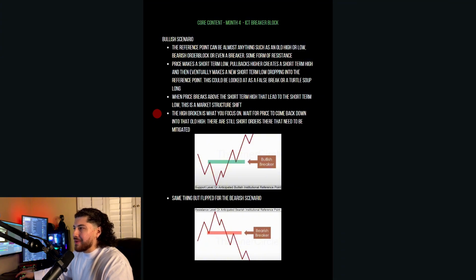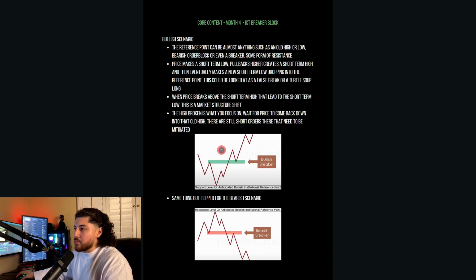Wait for price to come back down into that old high. There are still short orders there that need to be mitigated. So this right here is a bullish breaker. We can see there is a structure or just a swing high that leads into a low. Once price taps into a reference point, in this case a support level of some sort, once price taps into it and then pushes on higher, giving us a new swing higher high, we can then look at the previous high and use that as a bullish breaker.